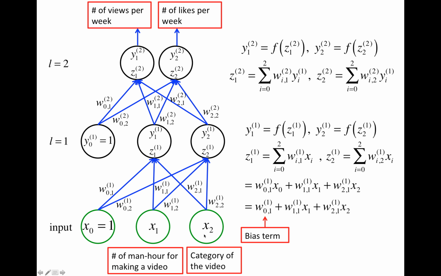Suppose we would like to make a prediction about the average number of views per week and the average number of likes per week for a video based upon the number of man hours for making that video and the category of the video's content, right? Suppose we would like to make this kind of predictions. So we are given this set of inputs. These two numbers are known to us, right? But these two numbers are unknown, right? And we would like to use this network to make a prediction of it, right?